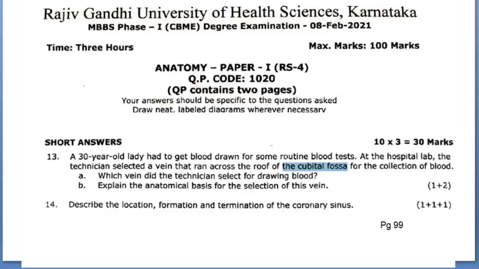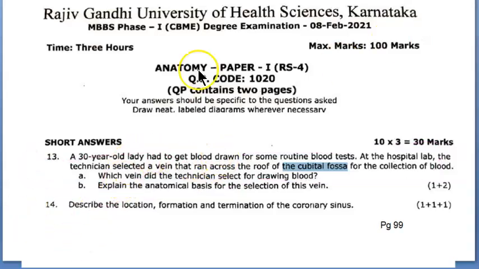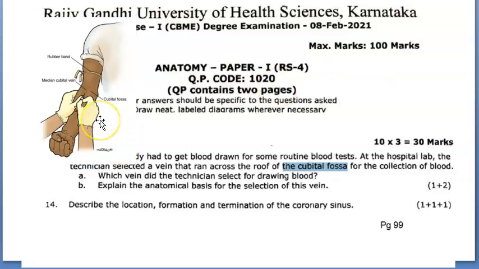Hello people, in this video let us look at this anatomy question that they have asked in the exam. They've asked that a 30-year-old lady went to get her blood drawn for some routine blood test. At the lab, the technician will select a vein that ran across the roof of the cubital fossa for collection of blood. So they're telling you also, cubital fossa roof, some vein is there, that one he is choosing.